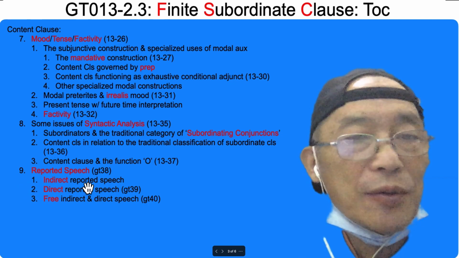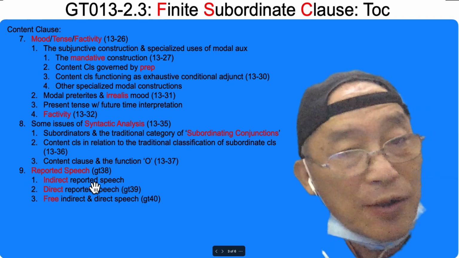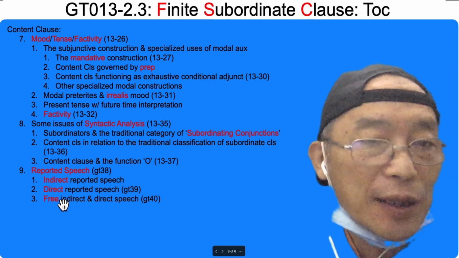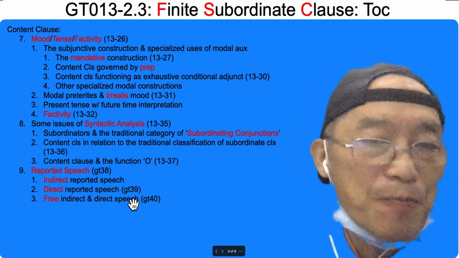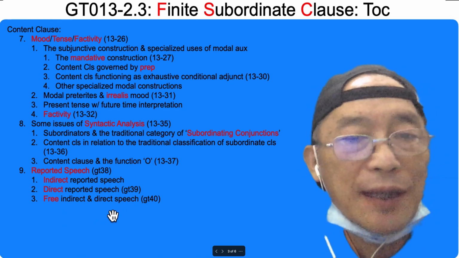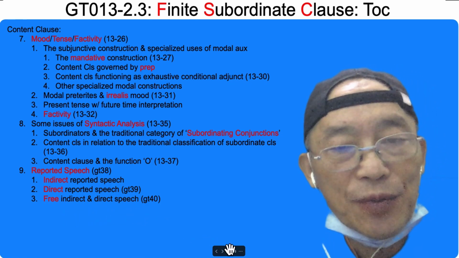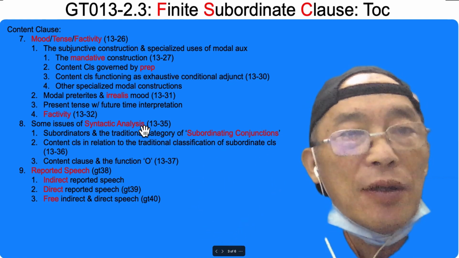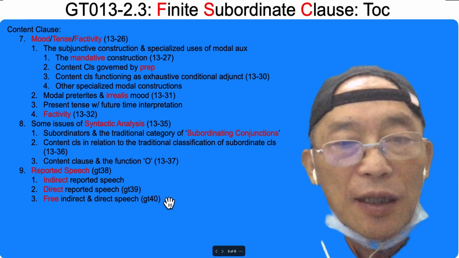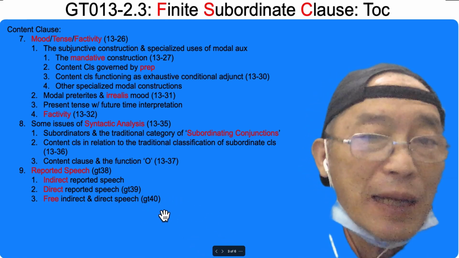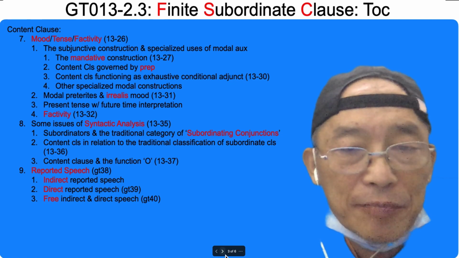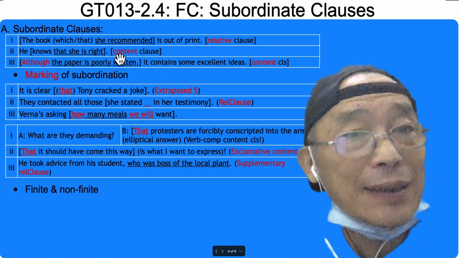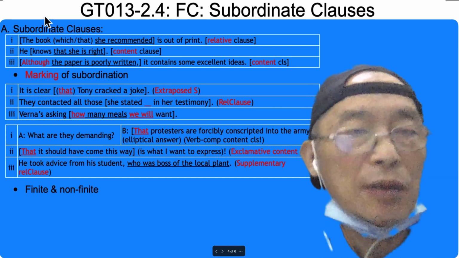And reported speech, also a type of content clause: indirect reported speech, direct reported speech, and free indirect and direct reported speech. So that's all for the table of contents for content clause. 40 minor tricks altogether. So let's get started for content clause.